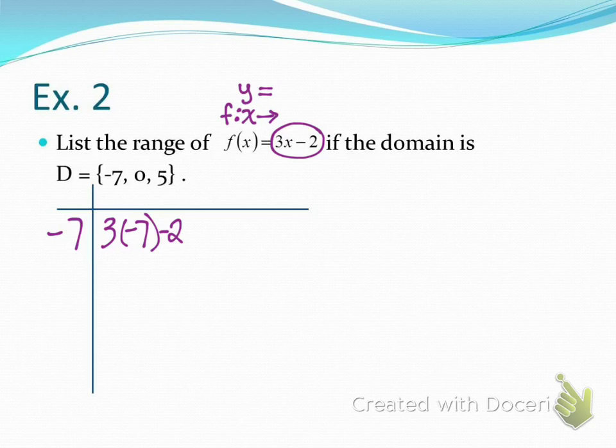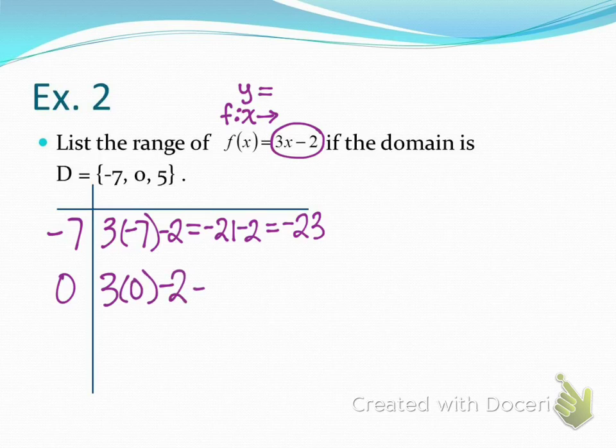Again, on this one, our first operation is going to be multiplication. 3 times -7 is -21. -21 minus 2 is -23. Very good. What's the next thing I'm going to plug in? 0. 3 times 0 minus 2. 3 times 0 is 0. 0 minus 2 is -2.